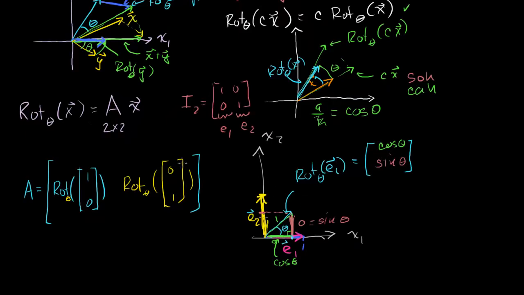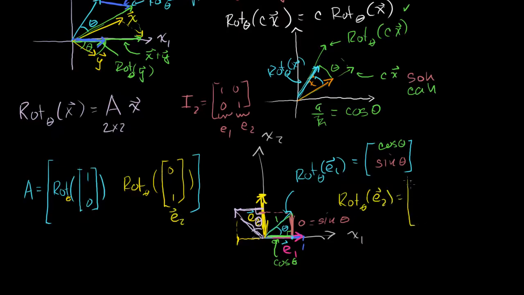Now what about E2? Well, we could do something very similar there. E2 is going to end up looking like this when you rotate it by an angle of theta. It's going to look like that. That angle right there is theta. We can create a little right triangle right there. And so if we want to know its x-coordinate, so now we're concerned with the rotation through an angle of theta of E2. This is E2 right there.